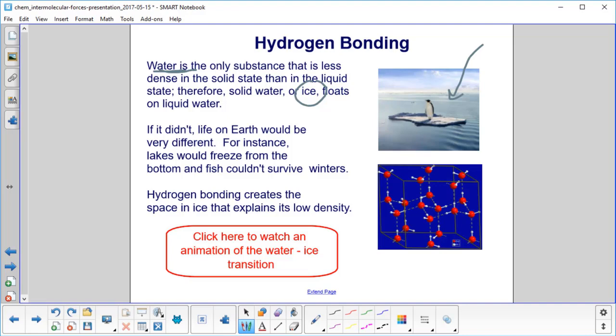Lakes would freeze from the bottom, because frankly, if the ice were heavier, it would fall to the bottom, and then as the winter got colder and colder, more ice would form on top of it, and fish wouldn't survive. But we have lakes freezing from the top, so fish can survive in the very cold water underneath the ice, but still they're not frozen. Hydrogen bonding creates the space in the ice that explains its low density. And here's another cool animation of the water-ice transition.